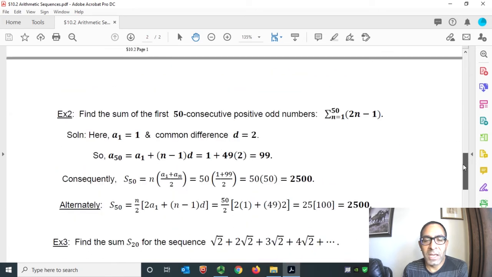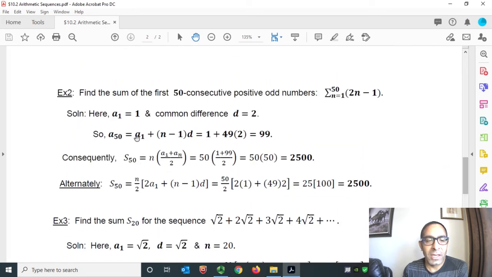So let's compute a50. So now a50 equals, in an arithmetic sequence, this is the formula: first term plus (n minus 1) times the common difference. n is 50, the first term is 1, n minus 1 is 50 minus 1 which is 49, times the common difference 2. So 49 times 2 is 98, plus 1 is 99. So we found a50 is 99.